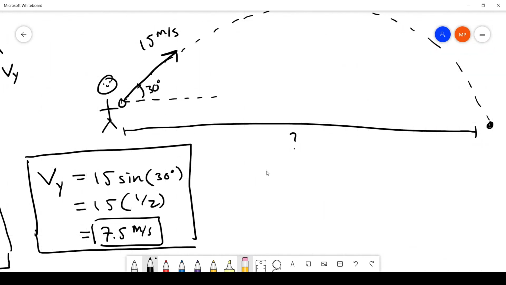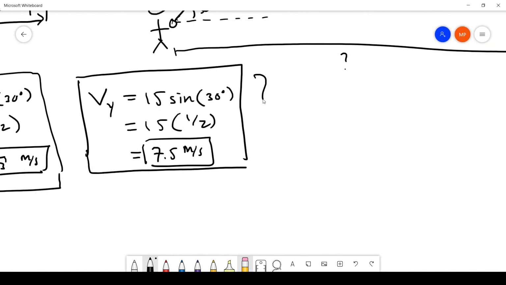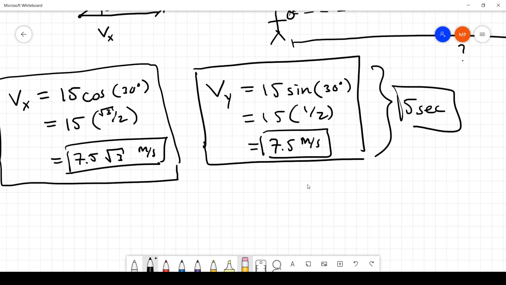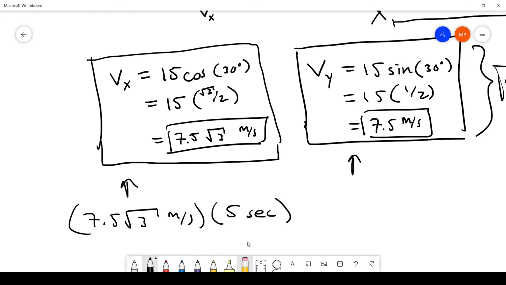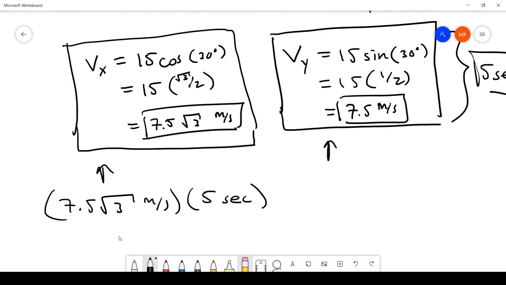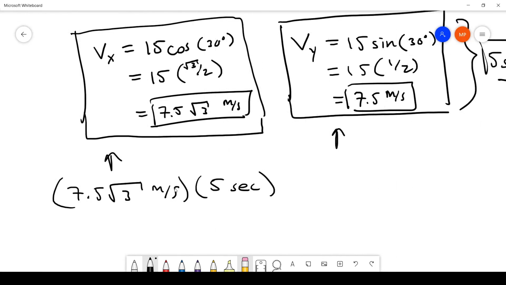So, just little tidbits for anyone who's curious, if we say from this that the ball's in the air for 5 seconds by looking at the y component, then we look at the x component and say, okay, so that means it's traveling in the x direction, to the right, at 7.5 times root 3 meters per second, and it's traveling like that for 5 seconds. Oops, this should be an s.